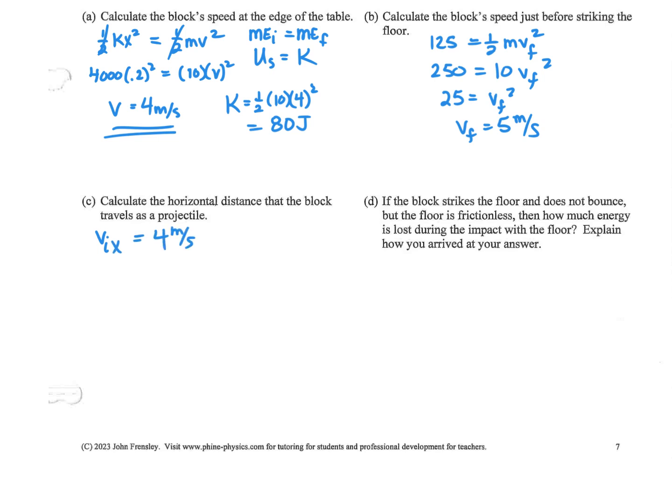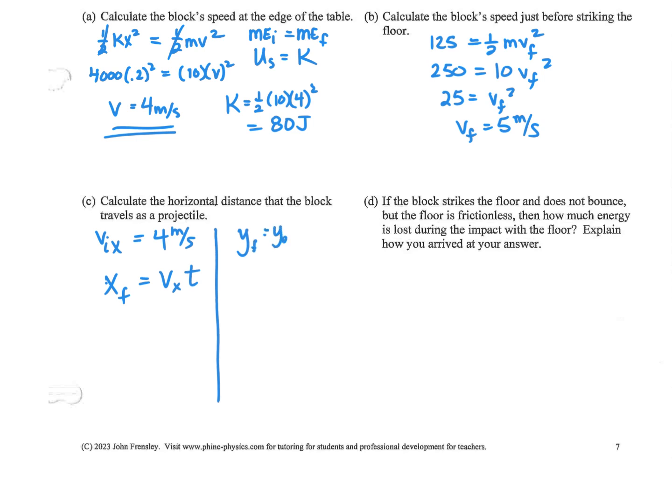So I know my distance, D or X final, is going to be V initial times the time. Okay, well, I still got to find the time. I know how far it is. I know what Y is. Y final is going to be equal to what?